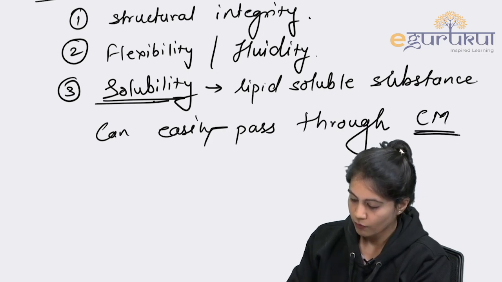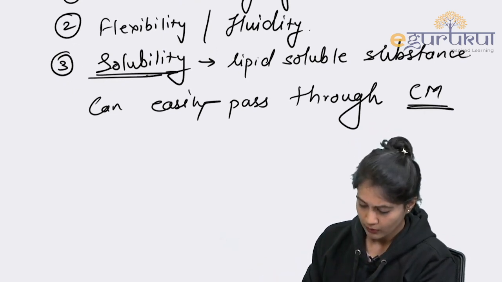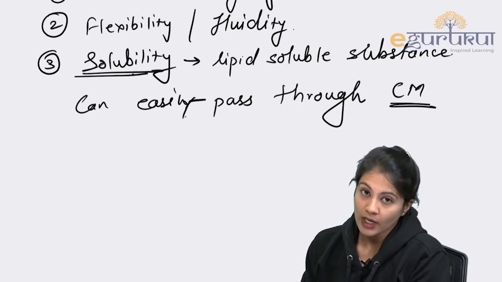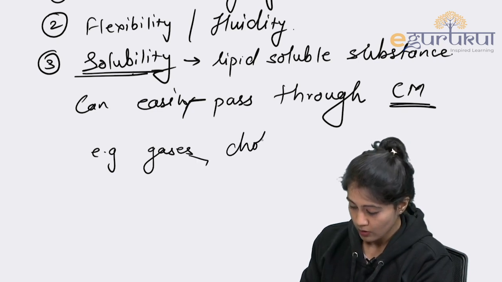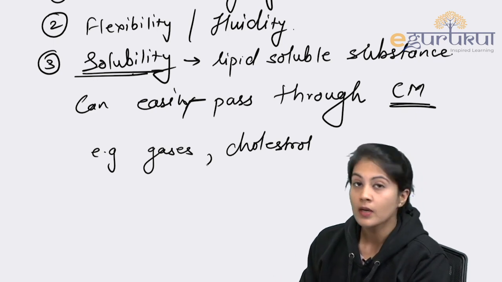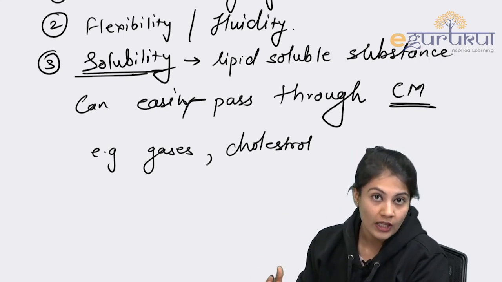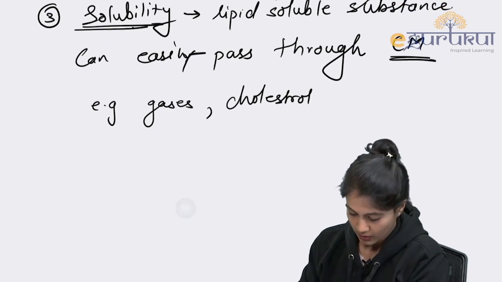I am writing a short form for the cell membrane, that is CM, just to save time for you and me both, so that we can cover more and more concepts. So, lipid soluble substances can easily pass through. For example, the various gases, and the cholesterol which is absorbed from the GIT. Gases means oxygen and carbon dioxide majorly. They will go through diffusion. The cell need not have any protein for that, for channels or any cell surface receptor or something like that.